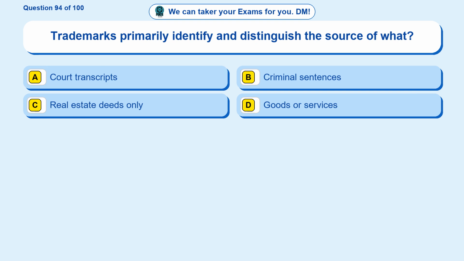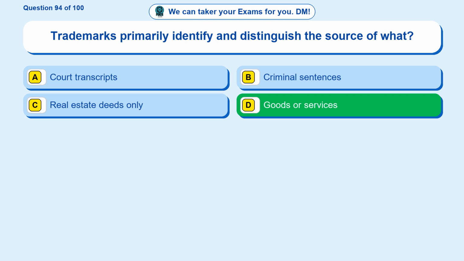Question 94. Trademarks primarily identify and distinguish the source of what? Option A, court transcripts. Option B, criminal sentences. Option C, real estate deeds only. Option D, goods or services. The correct answer is option D.